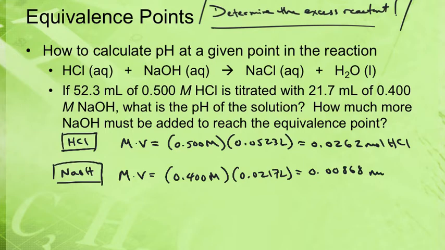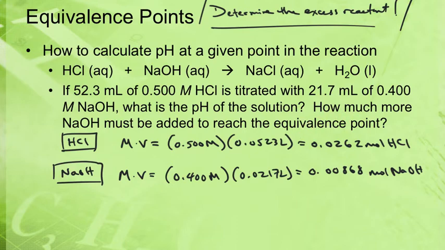0.00868 moles of NaOH. Okay, so these are the amounts that I've added together here. I've got 0.0262 moles of HCl and 0.00868 moles of NaOH. Now, when these react, they react in a 1-to-1 ratio, and you can think of it as sort of canceling each other out. I have extra HCl. So when this is all said and done, I'm going to have extra HCl, and that's going to help us figure out what the pH of the solution is.